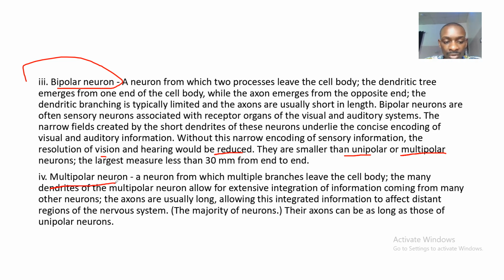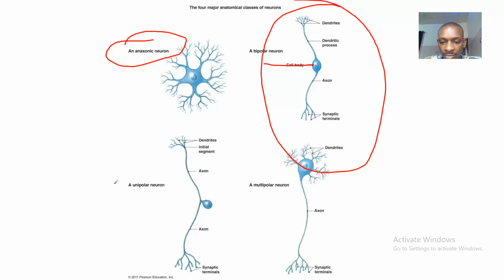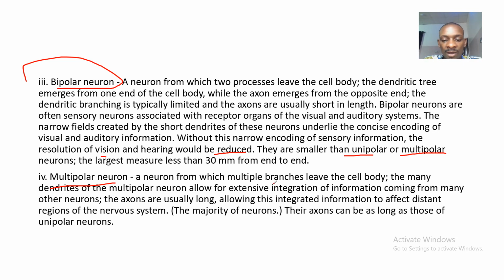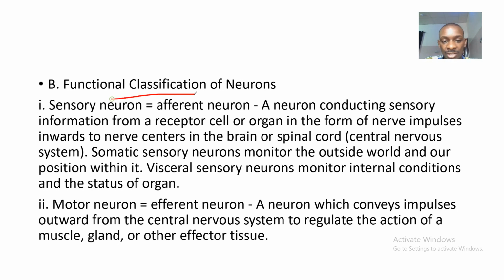Then about the multipolar neuron. This is a multipolar neuron. I think these are the most common neurons that we have. This is a neuron from which multiple branches leave the cell body. The main dendrites of the multipolar neuron allow for extensive integration of information coming from many other neurons. The axons are usually long, allowing this integrated information to affect distant regions of the nervous system. The majority of the neurons are multipolar. So their axons can be as long as those of the unipolar neuron. Now that was the structural classification of neurons.